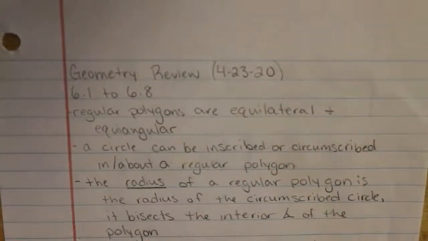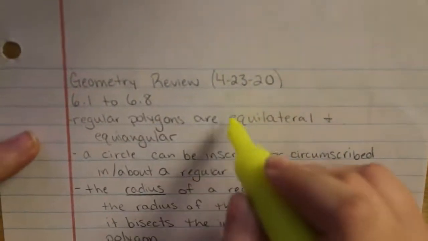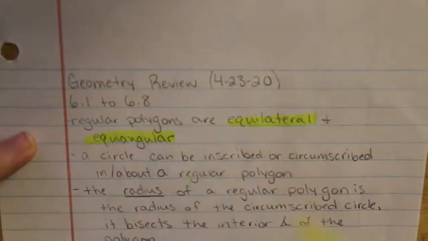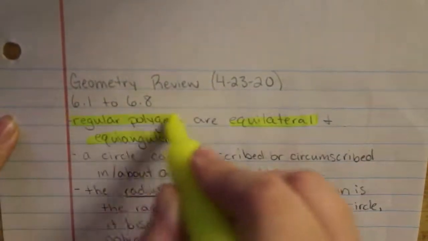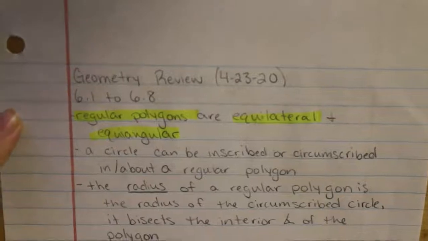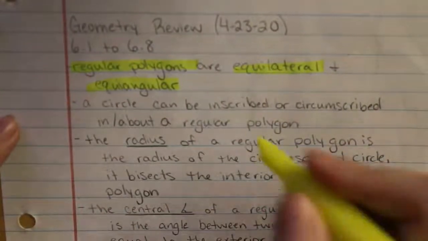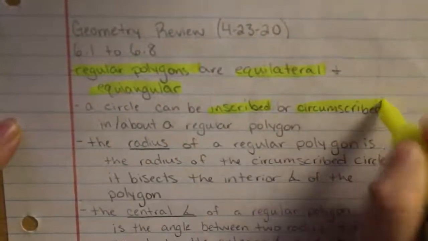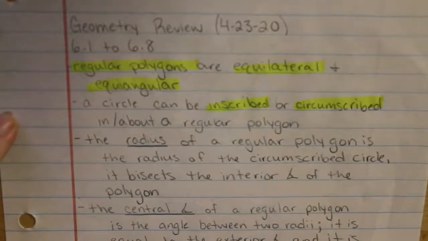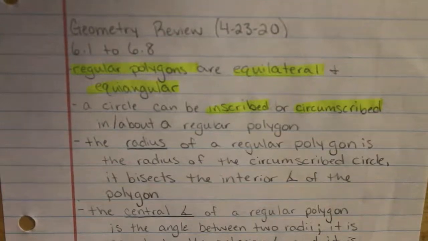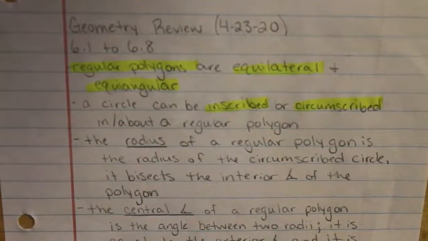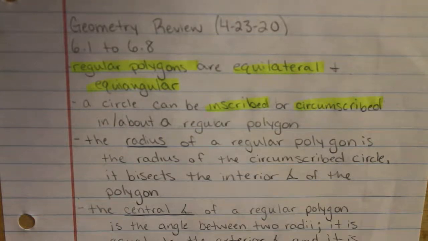Regular polygons are equilateral and equiangular, because that's the definition of being regular. Them being regular makes them equilateral and equiangular. A circle can be inscribed or circumscribed in/about a regular polygon. So a circle can be either drawn inside of a regular polygon or outside of a regular polygon, and that's where we get some of our following definitions.